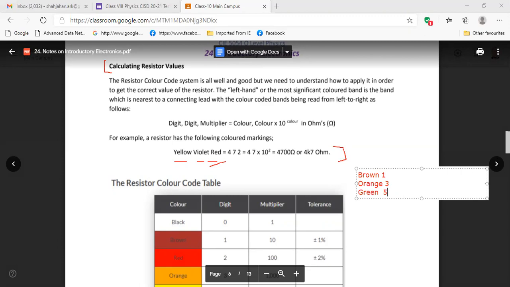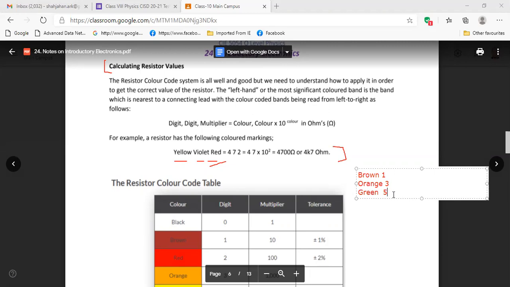Sir, will the chart be given? Yes, the color code table will be given. They will not give you the whole chart. They will give you: for brown it is 1, for orange it is 3, for green it is 5. This will be given. Okay, that is also like a chart, isn't it? Yes, sir. So you can do it, right?